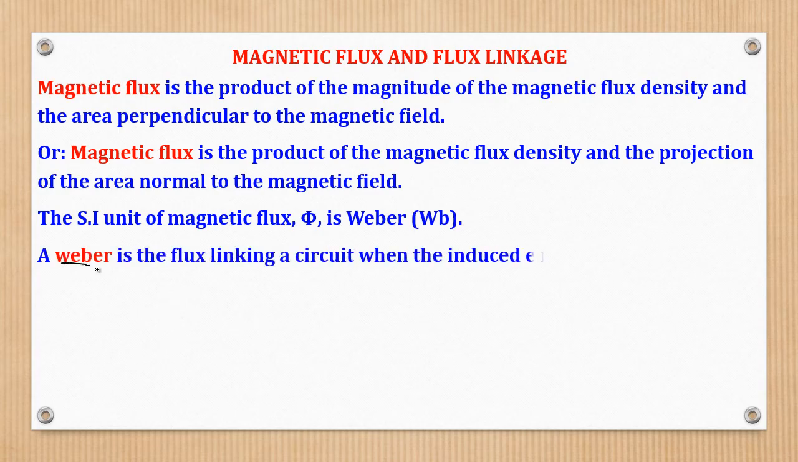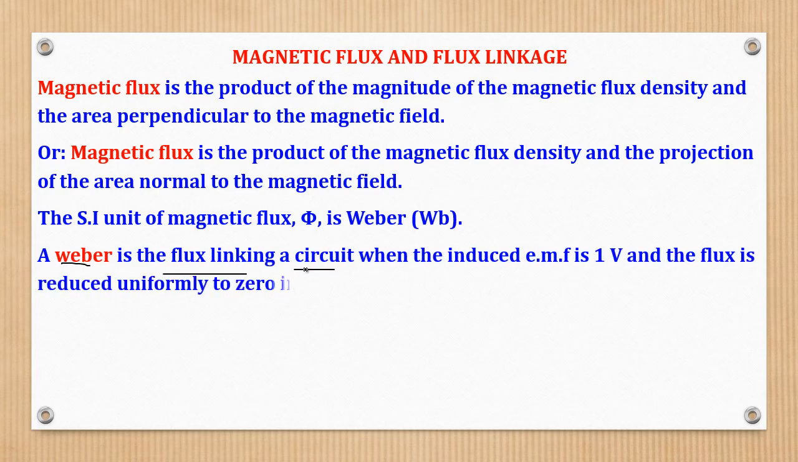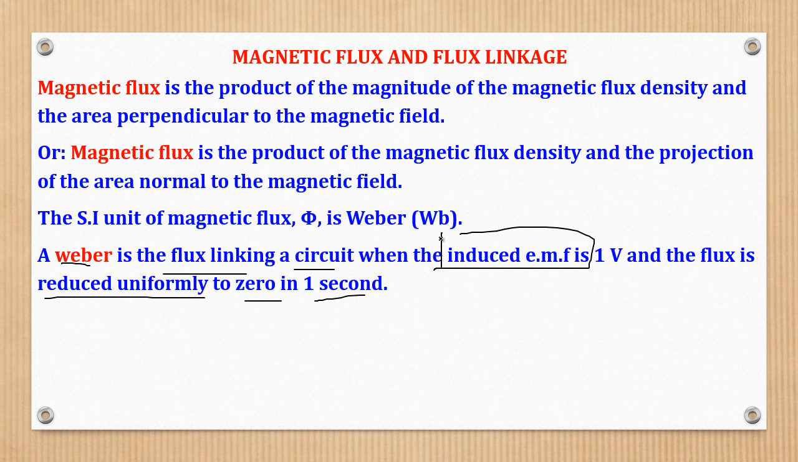A Weber is the flux linking a circuit when the induced e.m.f. is 1 volt and the flux is reduced uniformly to 0 in 1 second. This word induced e.m.f. is actually the main word when we talk about electromagnetic induction, so we are going to reserve it and come back to it.